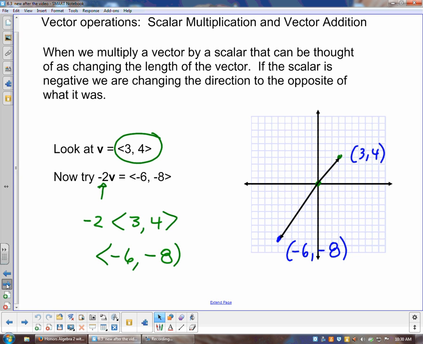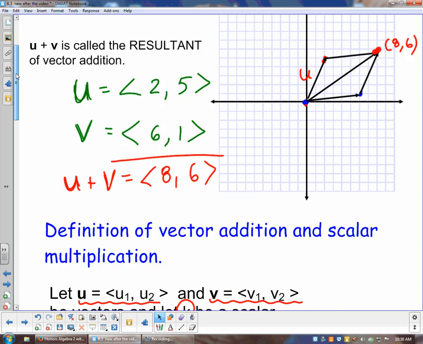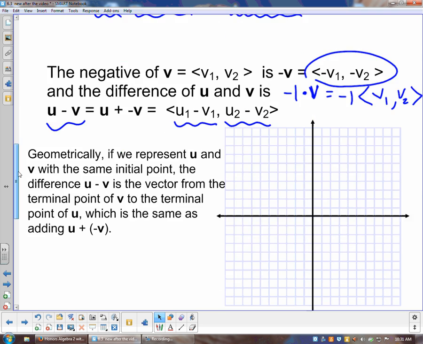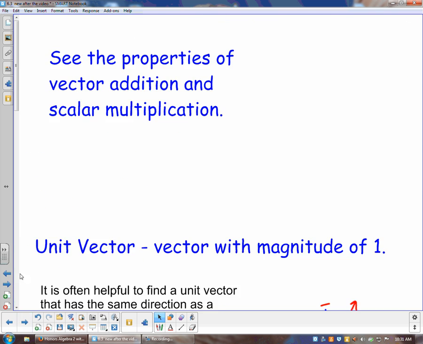All right. And let's see, then we talked about adding vectors geometrically. So positioning them. If I'm adding vector u and v, I can take this vector and put the head of the vector with the tail of the first vector, and I end up connecting with a diagonal. It's called the parallelogram law, the diagonal of a parallelogram. Okay, so we did those, skipping along here.